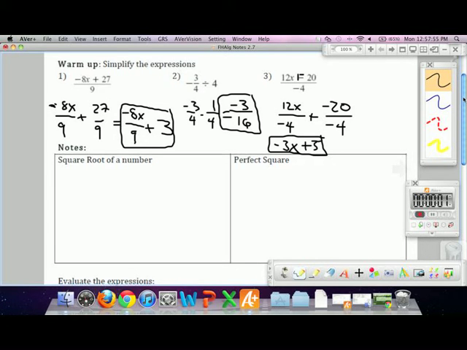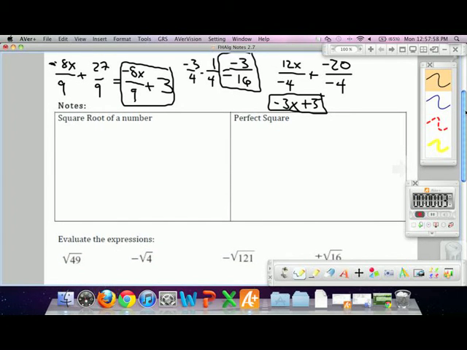We're going to look at square roots today, and then wrap up and kind of complete our view of numbers. Okay?